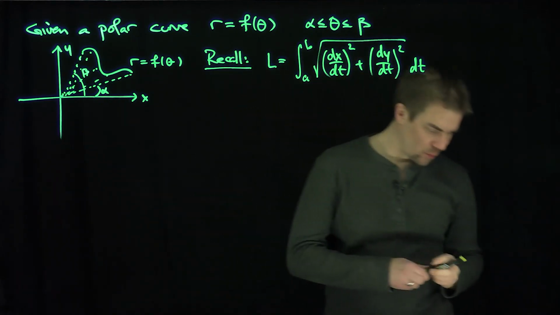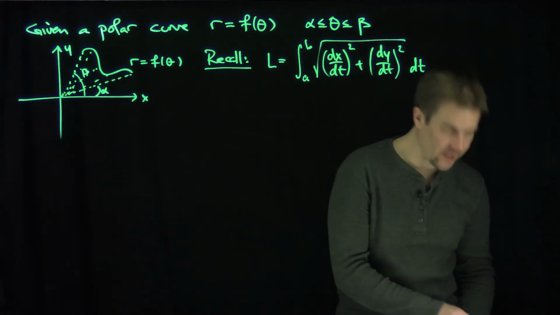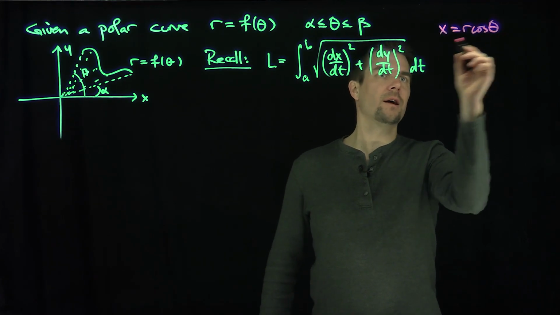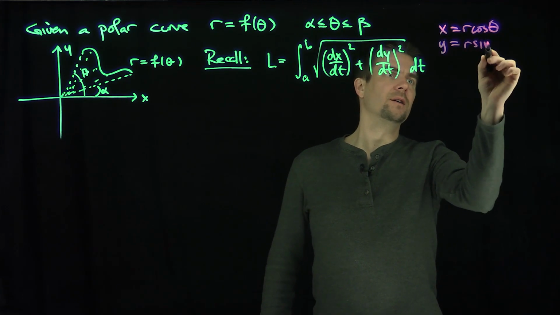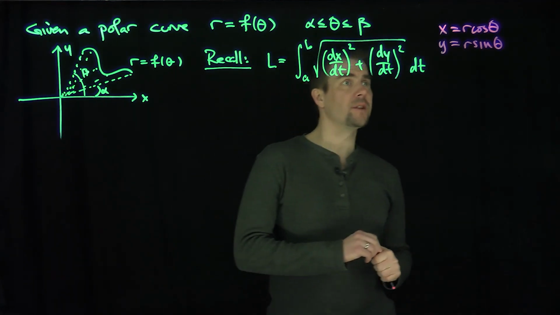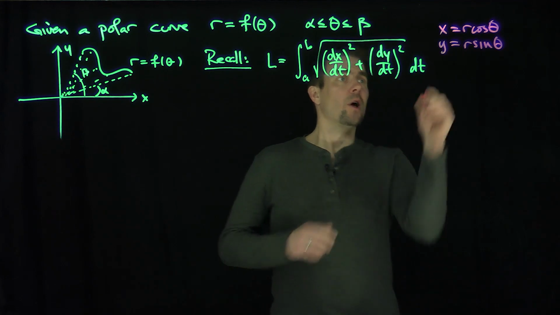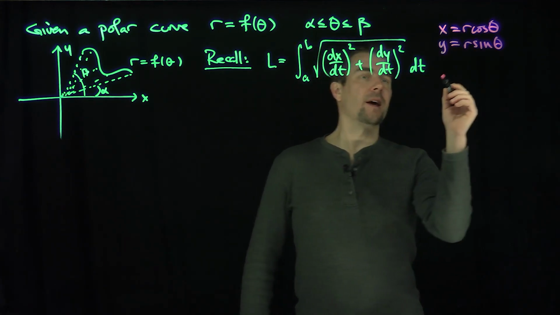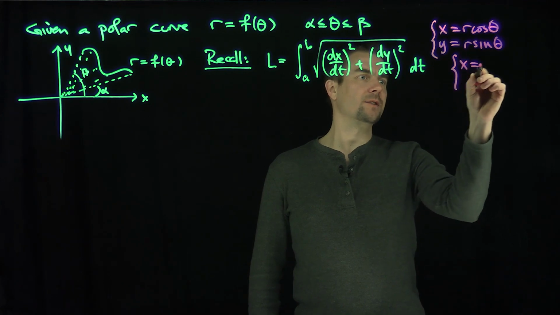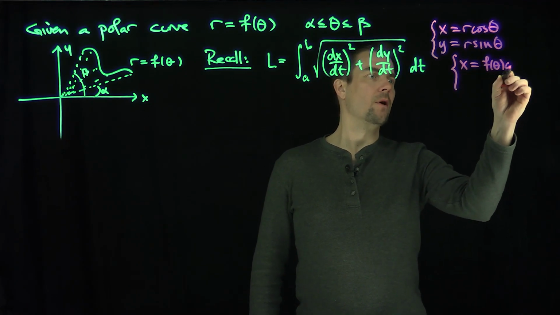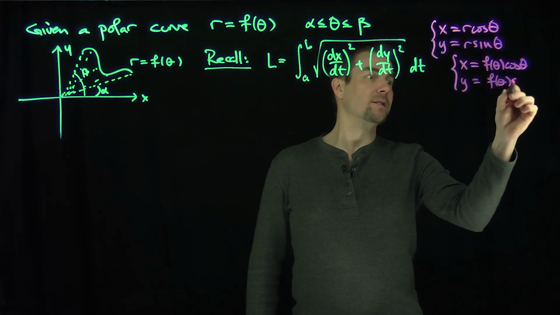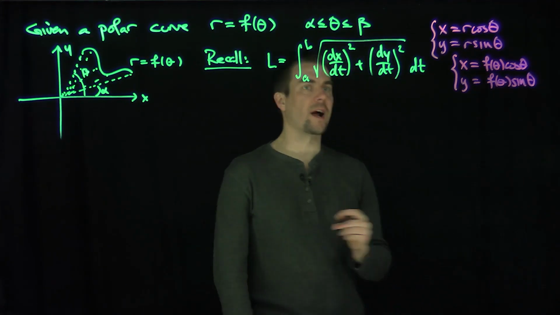In polar coordinates, what do we have? We have that x is r cosine theta, and y is r sine theta. So let's do the derivative of x with respect to t and see what we're going to get over here. So in other words, what do we know? We know that r is f of theta, so these equations turn into x is equal to f of theta cosine theta, and y is equal to f of theta sine of theta. So those are the equations for x and y.